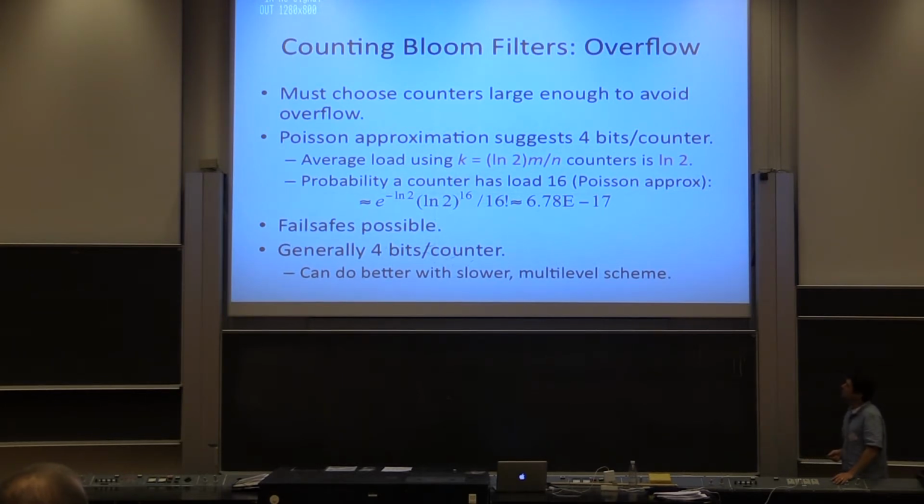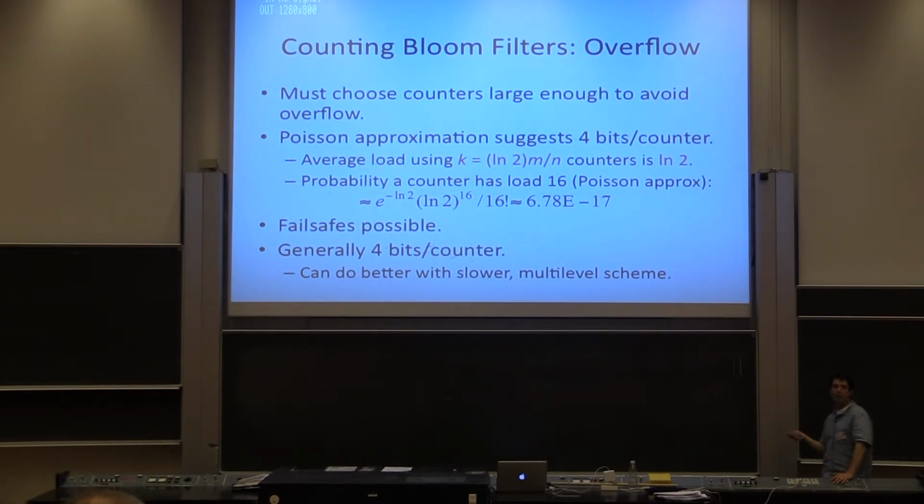Depending on your application, you might treat that as an ignorable event, or you may have some sort of fail-safe that says, okay, if that ever happens, I'll flag some sort of emergency and I'll have to do something severe. But generally what this means is that in a counting bloom filter, you can get away with just 4 bits a counter.